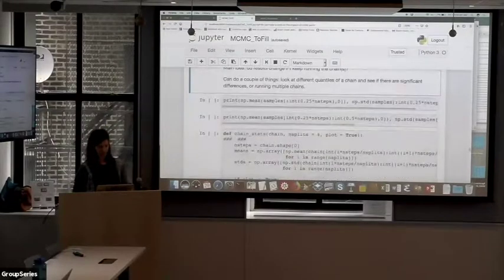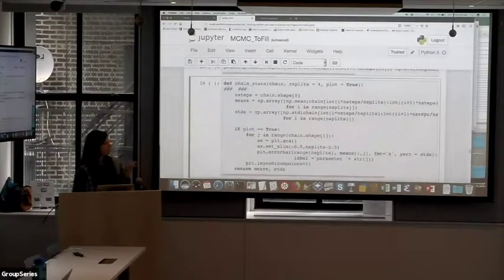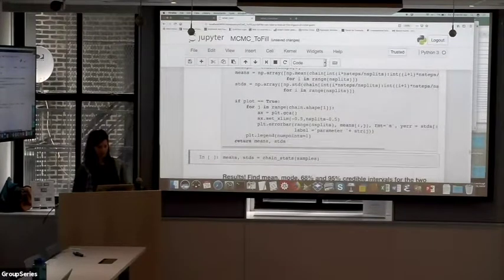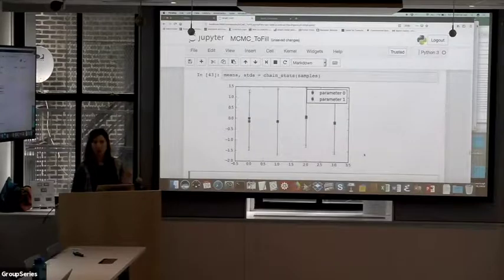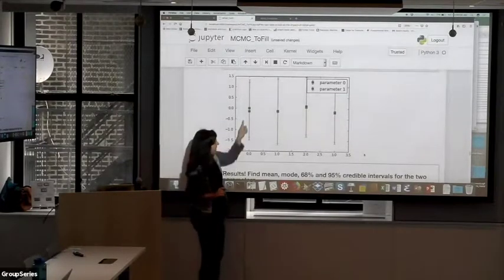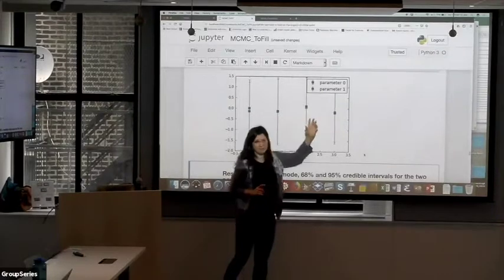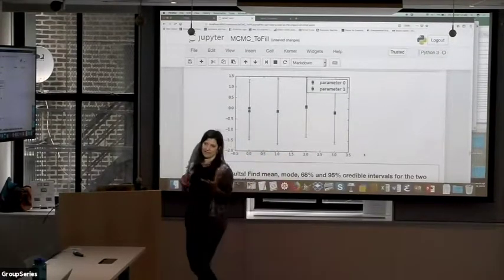So here, for example, I've defined this function that splits my chain in 4, and then plots the mean and the standard deviation of the parameters for each quartile of the chain. These are just 2 parameters, but you can see that they look the same within the standard deviation. So this is another good thing.